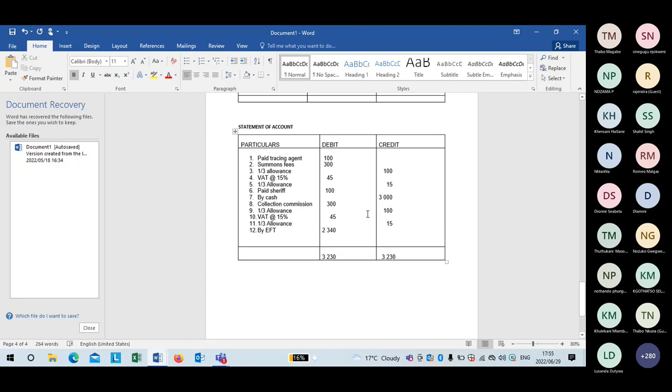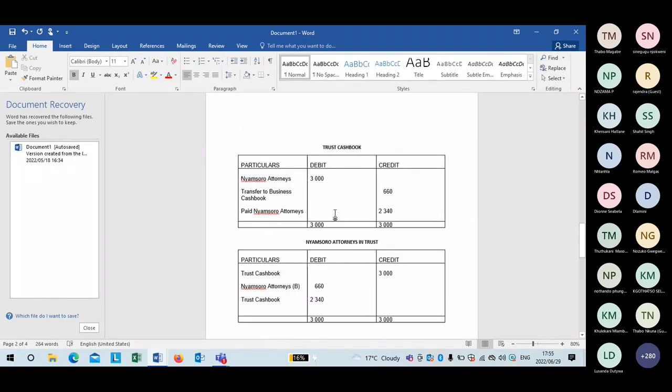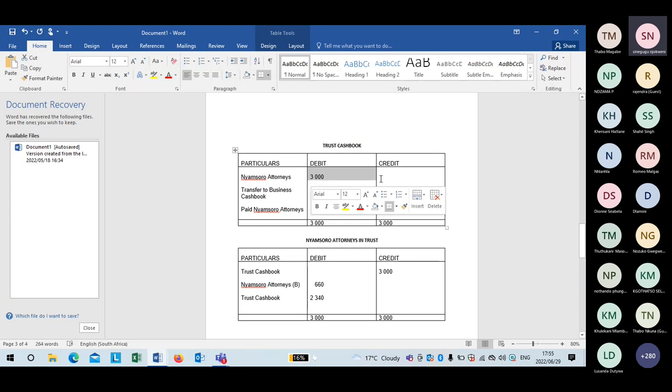Here it is. Do you see? Yes, I do see it. Right. We collected these, and because we were receiving a payment, we debited the trust cash book. But then, on the credit side, you'll see there's an amount of 660. Do you see? Yes, I do see it. Right. And what did we say in explaining this amount? Transfer to business cash book, not so? Yes. And this 660 is what is due to us.